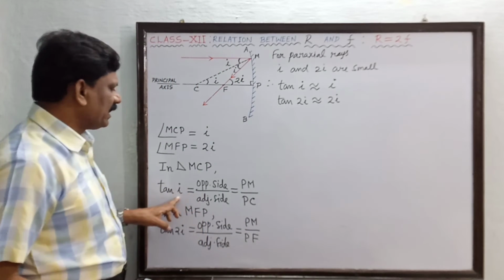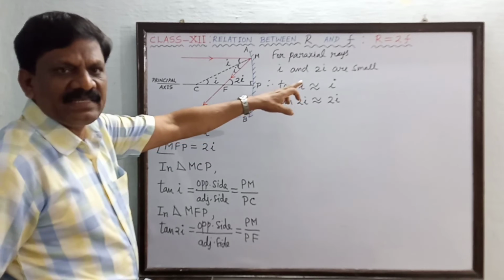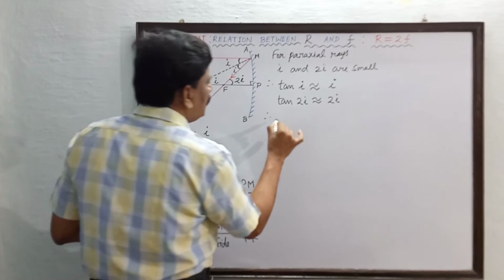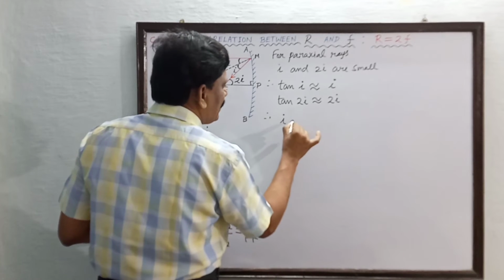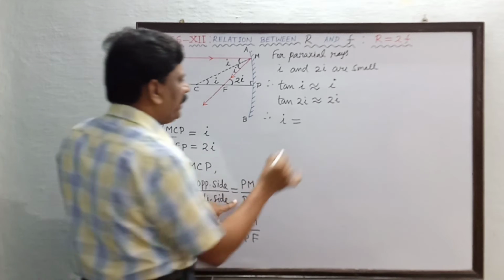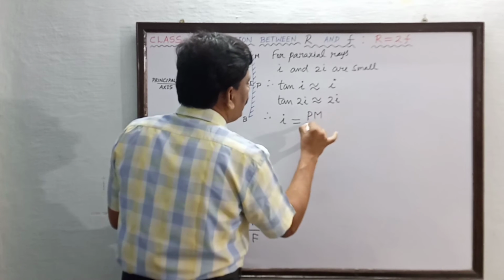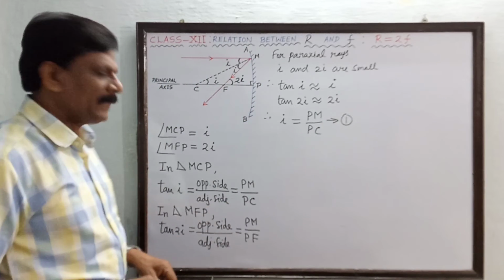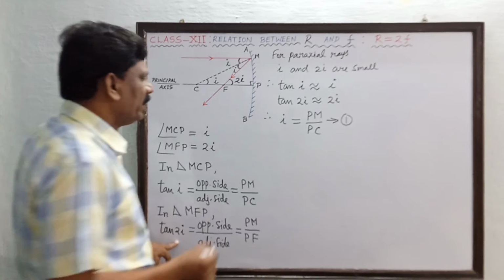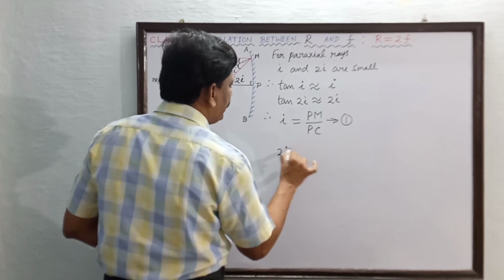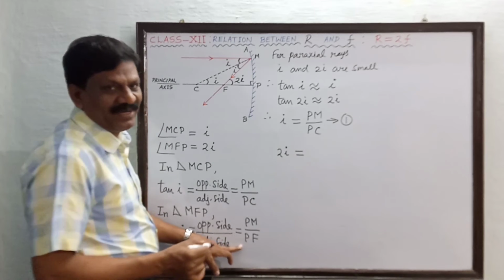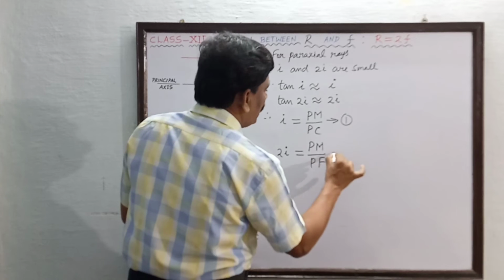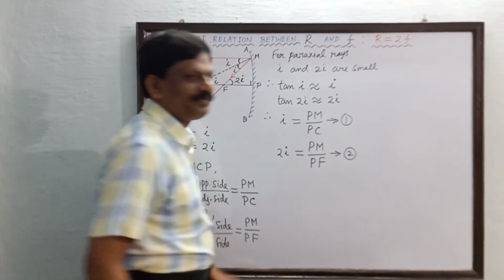So, instead of tan I, I can write I itself. Understand? Therefore, I is equal to PM divided by PC. So, this is our required equation number 1. Similarly, instead of tan 2I, I can write 2I itself. That is equal to PM divided by PF. And this is equation number 2.